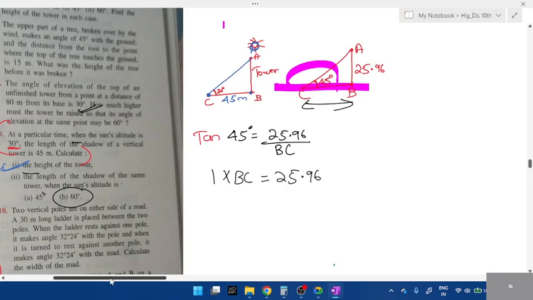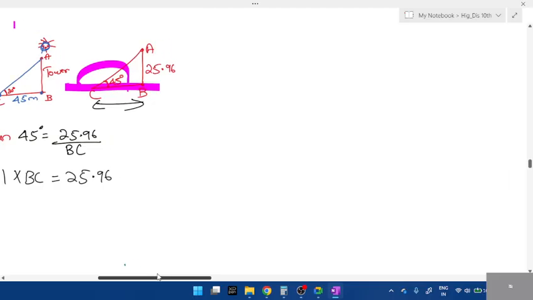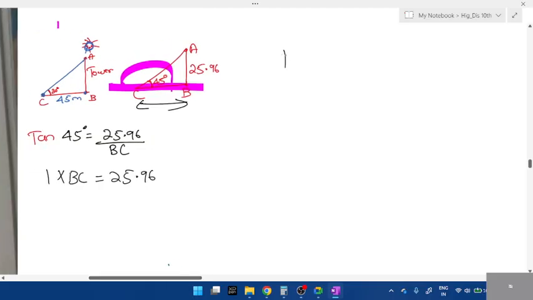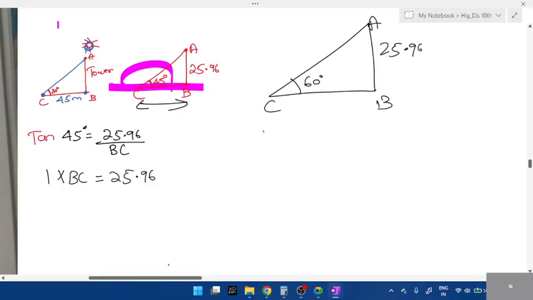Look at the second one. What is given? Tan 60. Let me take tan 60. I'll change the diagram. So, this time the angle is 60. Height of the tower as it is. You need to find the shadow for A, B, and C. So, tan 60 is equal to perpendicular divided by base: 25 divided by BC.